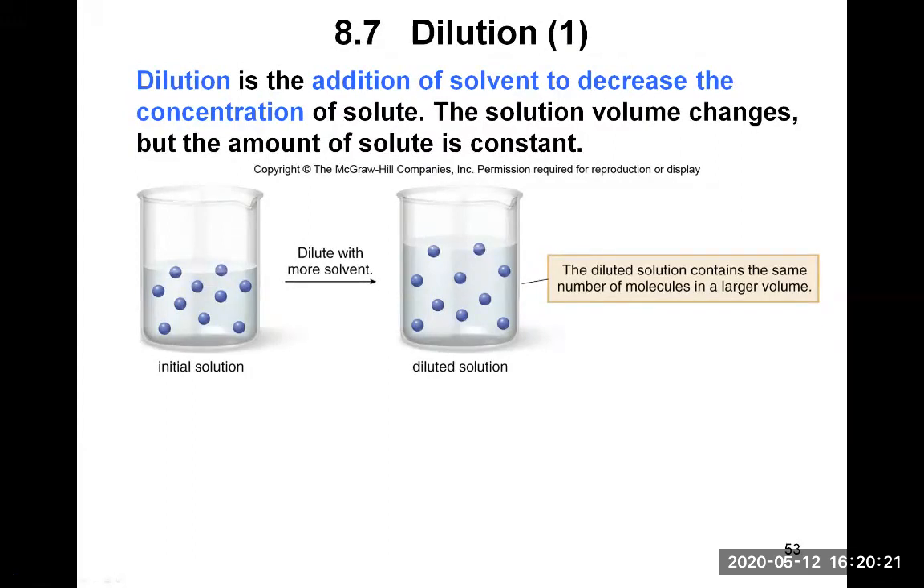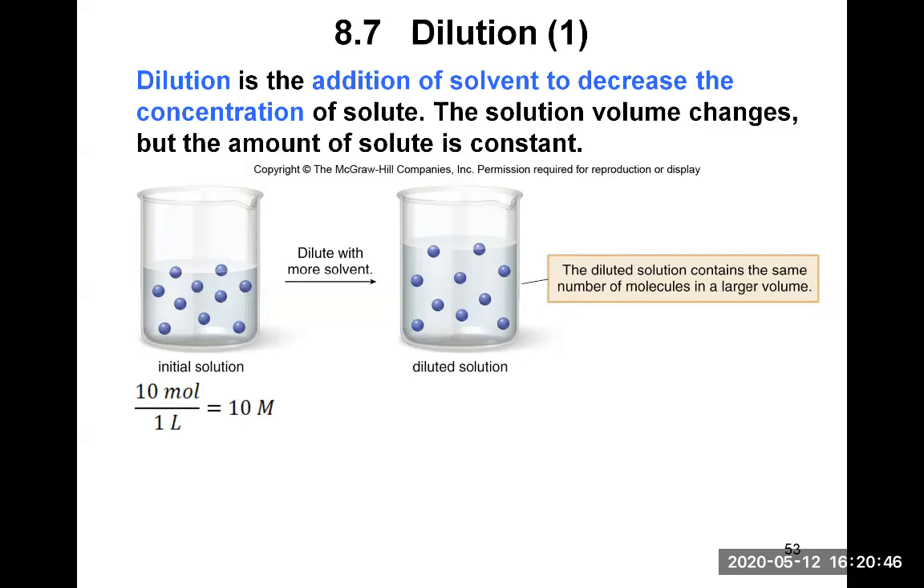So let's look at the illustration here. To the right, in the initial solution, let's say we have 10 particles, let's say there are 10 moles. And let's say that the volume is 1 liter. So if we calculate the molarity, it's 10 moles over 1 liter, and that's 10 molar.